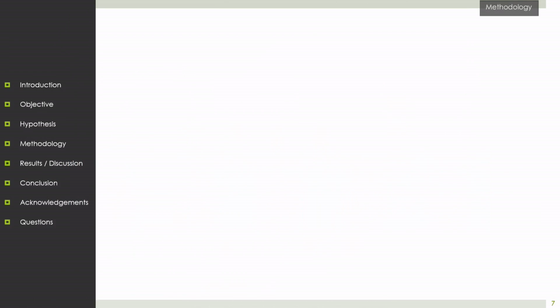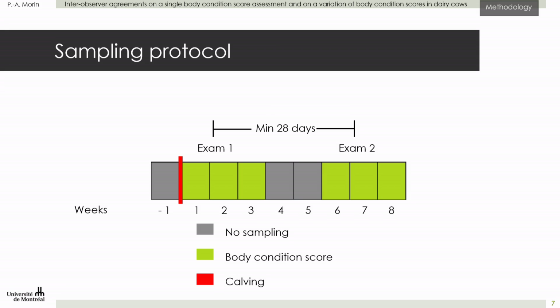So to verify our hypothesis, the three graders did 2 assessments on all animals. There were 73 animals that we recruited as they calved. The first reading was done during the first 3 weeks of lactation, and the second exam was performed during the 6th to 8th week of lactation. A minimum of 4 weeks was respected between those 2 assessments.